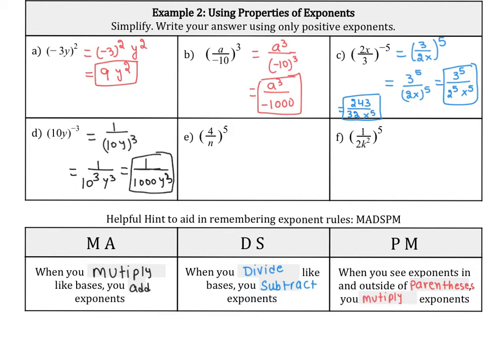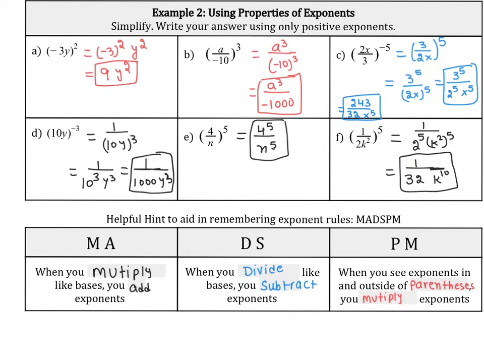Next is 4 to the power 5 divided by n to the power 5. And here you're going to have 1 over 2 to the power 5 and k squared to the power 5. 1 over 2 to the power 5 is going to be 1 over 32. And k squared to the power 5 is going to be k to the power 10. So your answer is 1 over 32 k to the power 10.